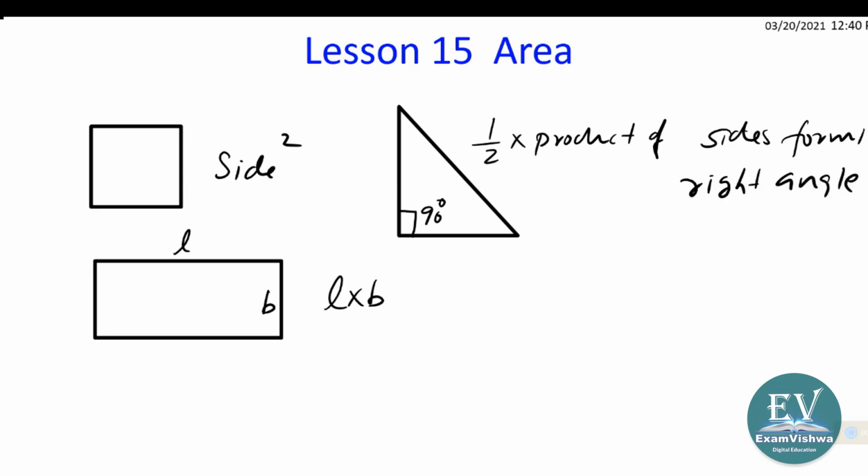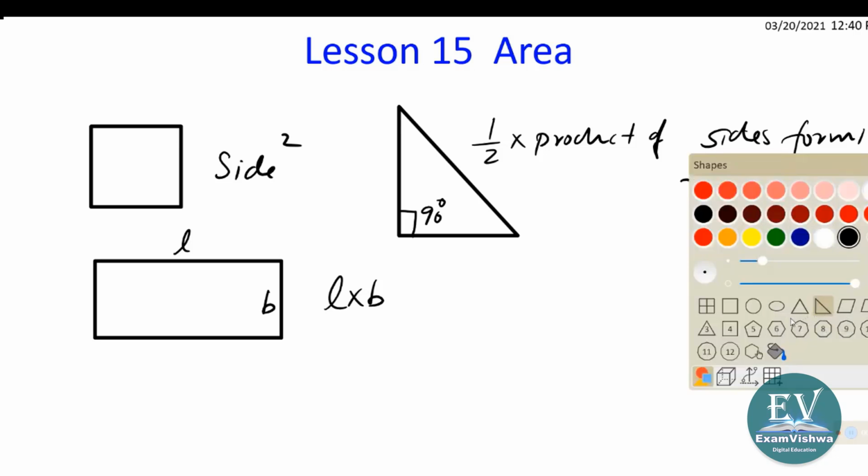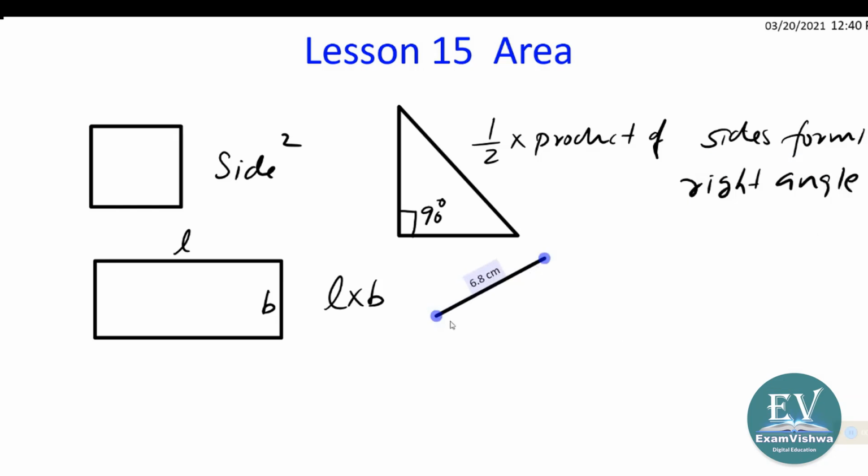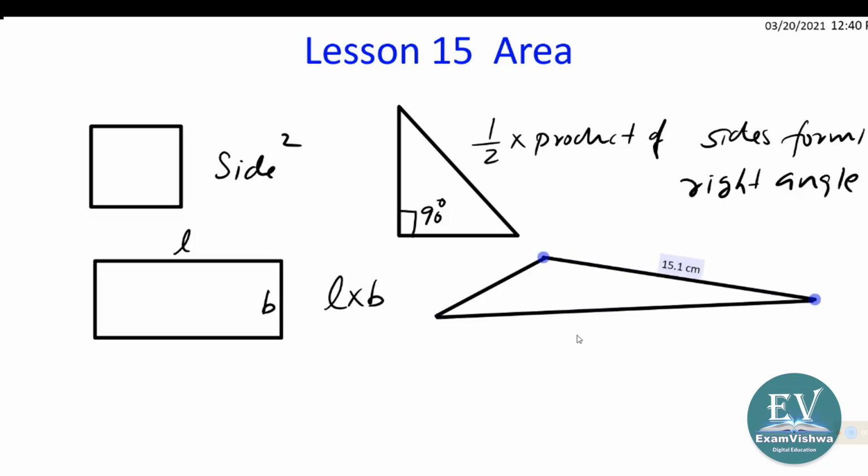Then you also studied about how to find out the area of any triangle. That means always it will not be a right angled triangle. Suppose a triangle is like this, having different dimensions or different sizes to its sides and different angles. There is no 90 degree angle.